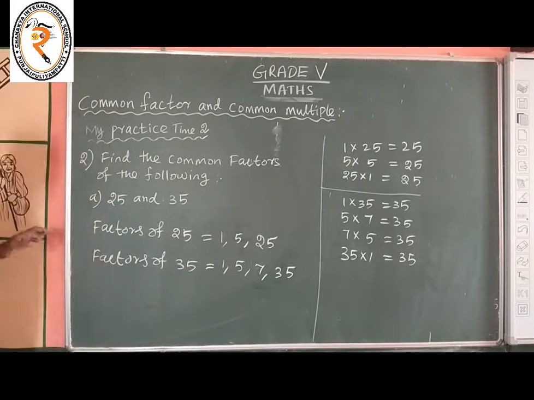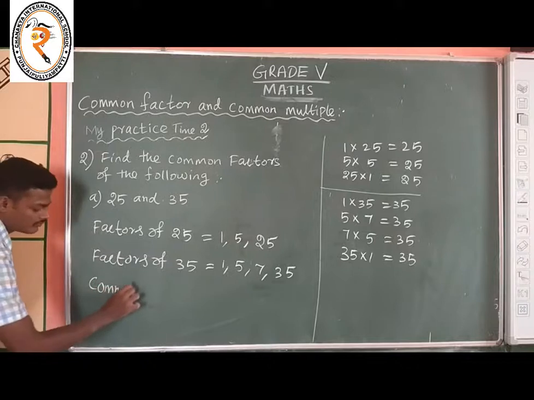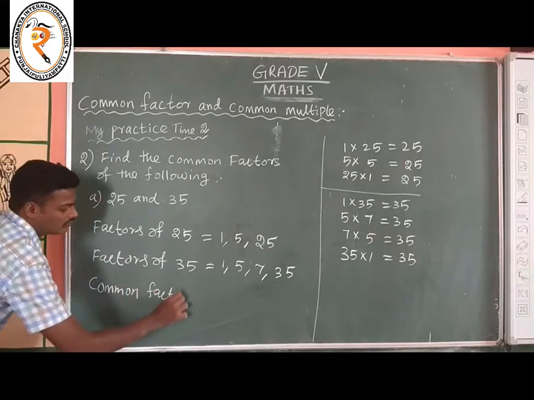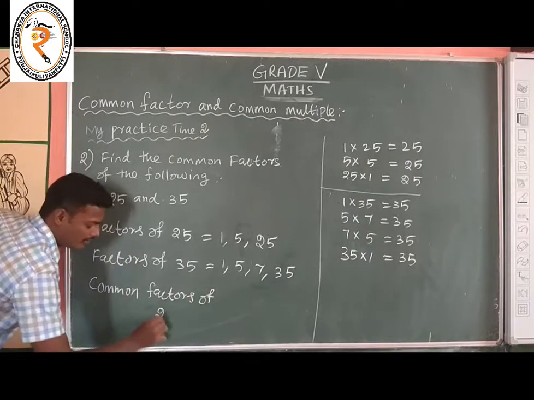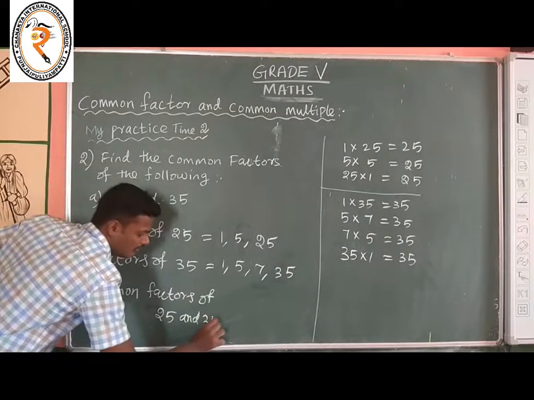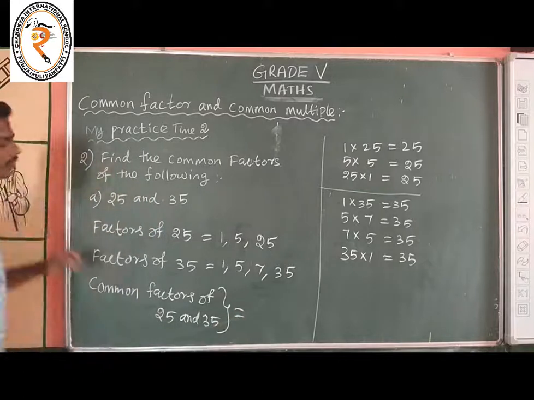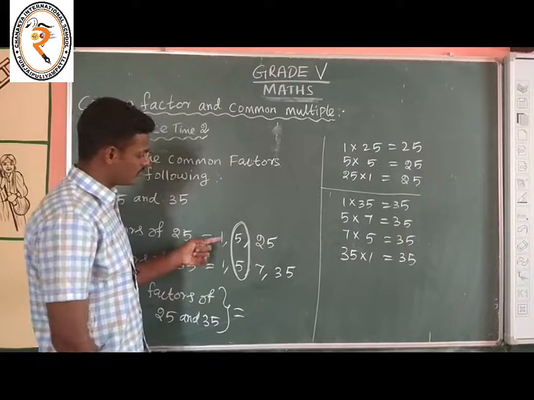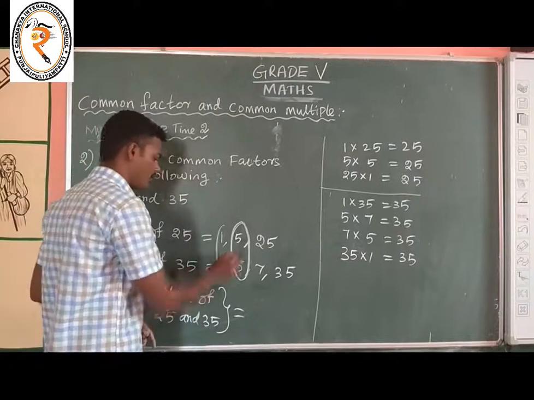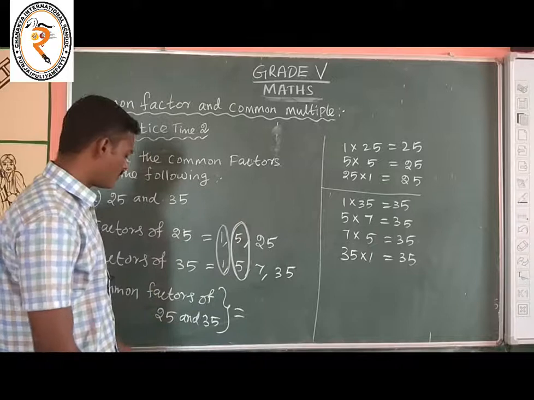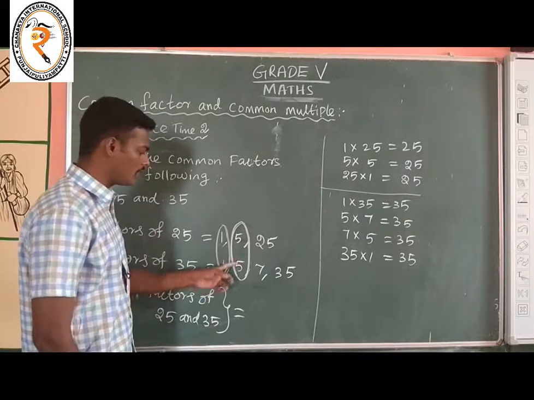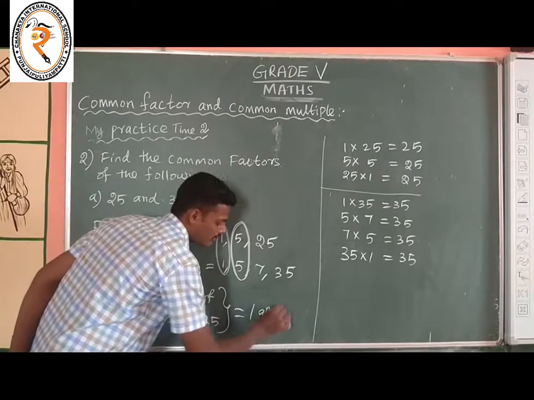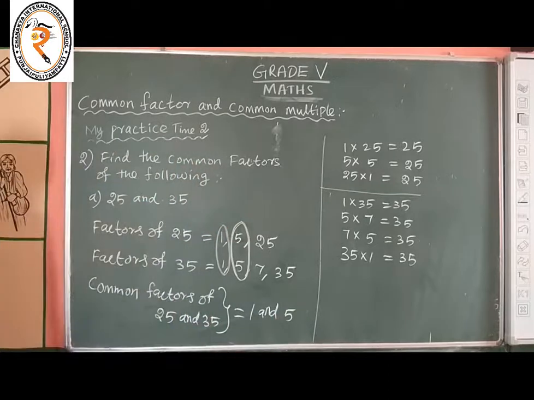The common factors of 25 and 35: the common numbers are 1 and 5. So the common factors of 25 and 35 are 1 and 5.